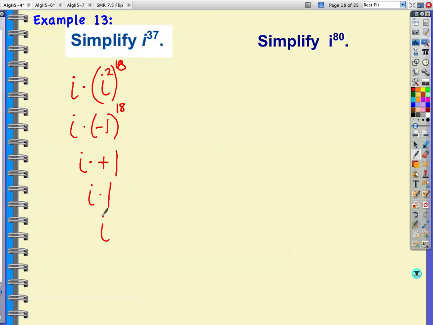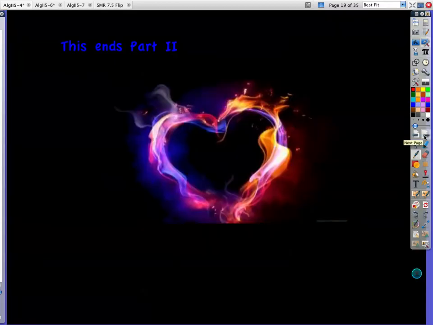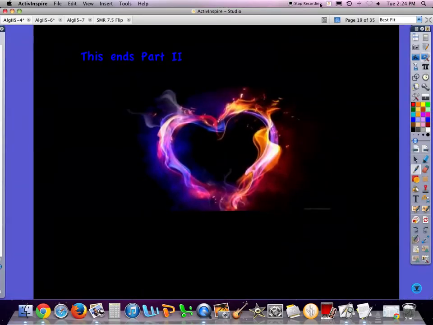This one, I have an 80th, so I can do i squared to the 40th power. 2 times 40 is 80. I don't even need to put an i out in front. i squared is -1. -1 to the 40th power. If you take -1 40 times, you would have a +1. And that ends the lesson.